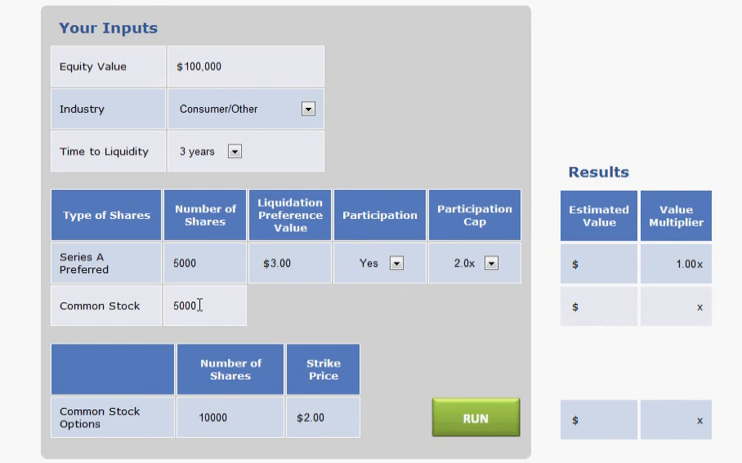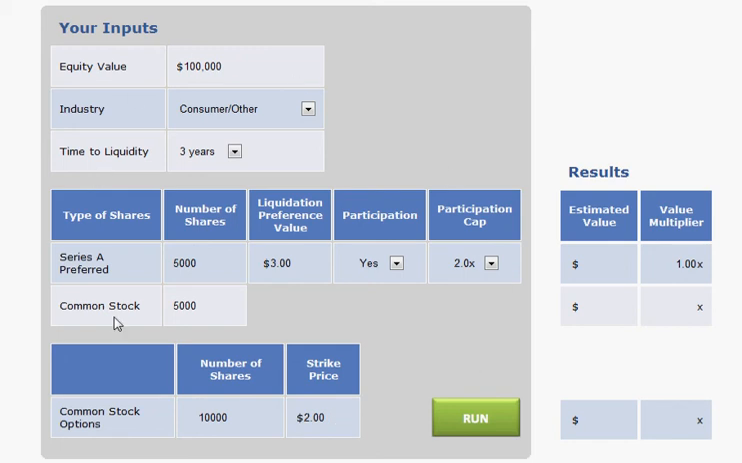So common stock, we input number of shares. Common stock options, there are usually many grants of stock options. This calculation can actually combine all of them, and so we include the total number of stock options outstanding there, and the strike price would be a weighted average strike price among all those grants.